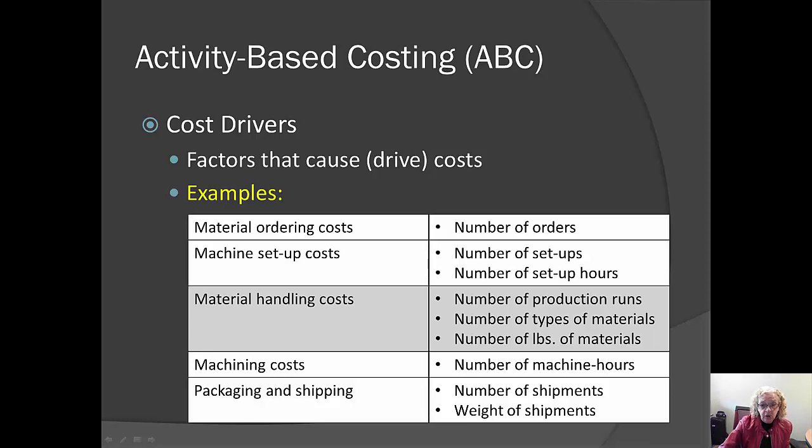When it comes to machine costs, typically the number of machine hours is used as the cost driver. When it comes to something like shipping and handling costs, it could be the number of shipments for each product, or it could be the weight of the shipments if we feel that we have products with significantly different weights to them, or it could be the distance shipped, whatever it is that we feel is most appropriate.